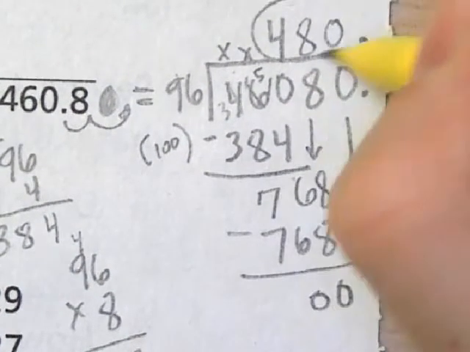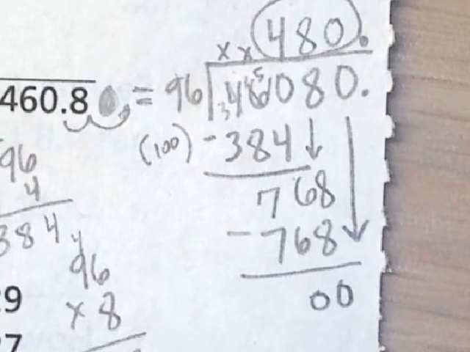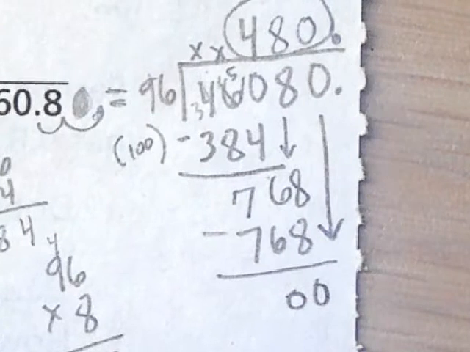Bring down the last number, which is a 0. And remember, there's just a 0 up here. So 96 goes into 0 times, so you don't have to do anything else. The answer is 480.